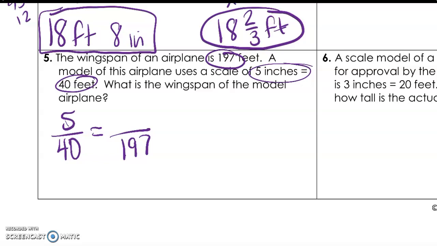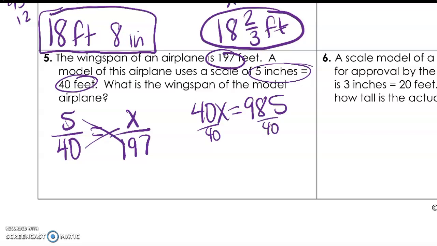Again, it always goes model to real, or actual. So 197 was the actual wingspan of the plane. So we're trying to figure out what the model airplane is going to look like. So 40x is equal to 985. Divide by 40, and you get 24.625. So again, I want you to change that into a fraction. It would be 24 and 5/8 inches.